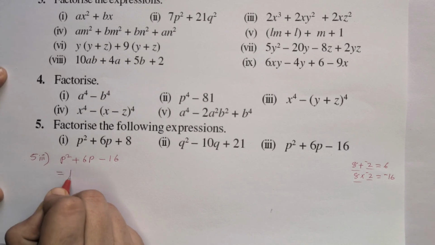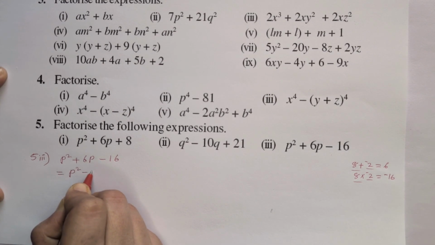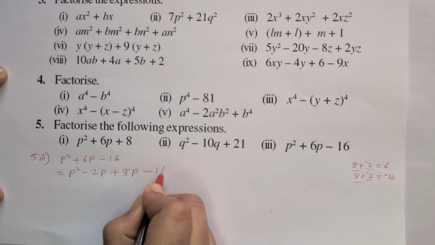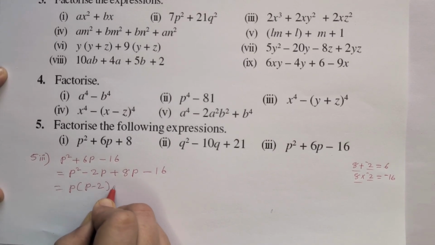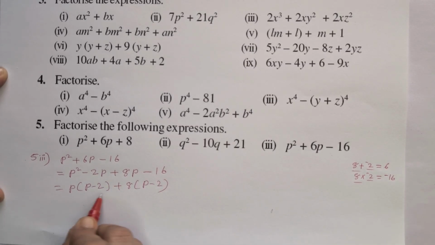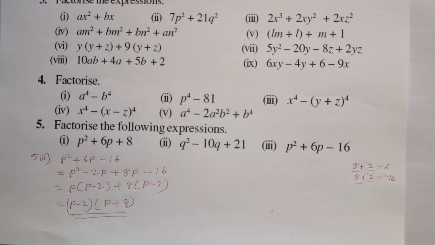So we can write this as p square minus 2p plus 8p minus 16. P we can take as common, p minus 2. Here 8 we can take as common, p minus 2. Now p minus 2 we can take as common, that bracket, and the remaining terms p plus 8. So p minus 2 into p plus 8, that is the factorized form of p square plus 6p minus 16.